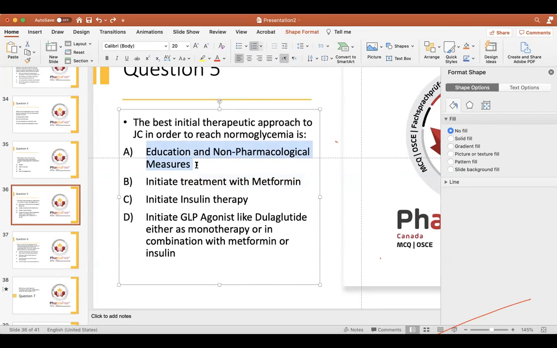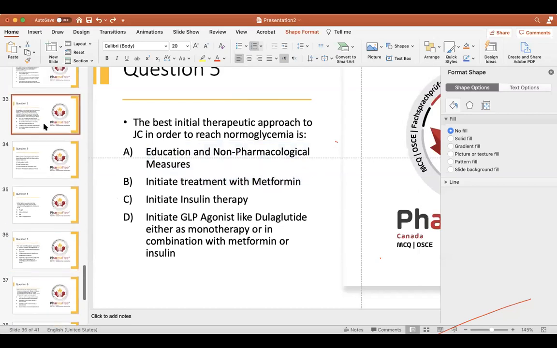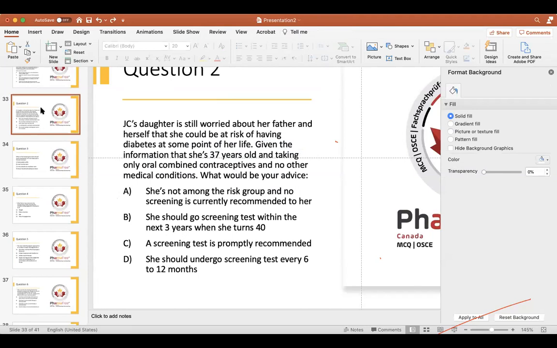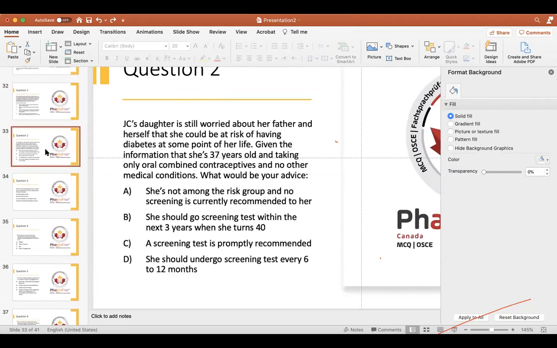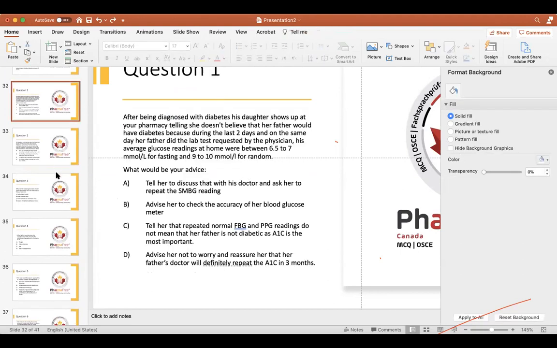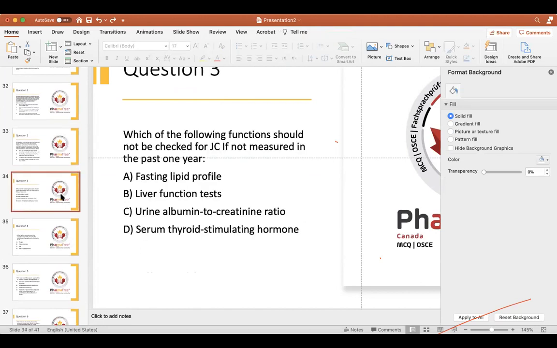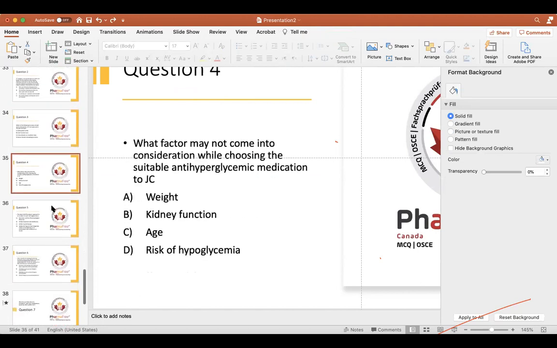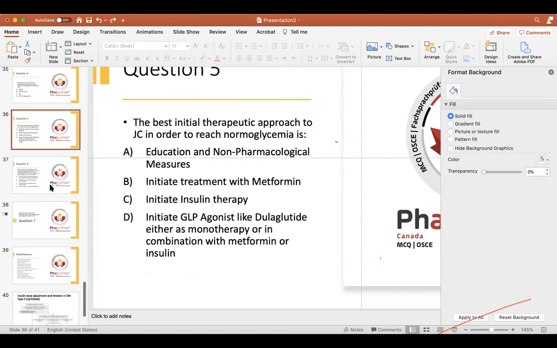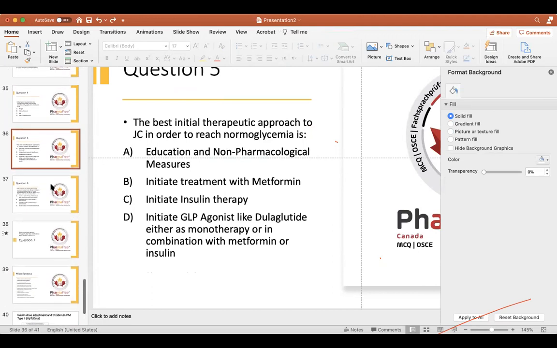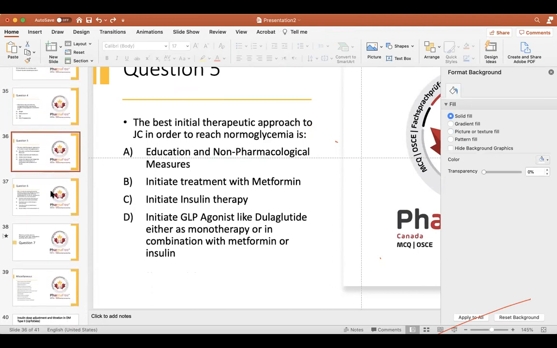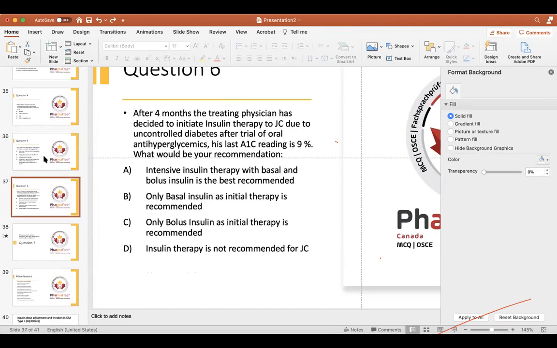Initiate treatment with Metformin. And if you notice during the case here, his daughter is the one who's coming and asking. It's not him. Okay, his daughter. Correct? Have you remarked that? It's not the patient. So we have to look at the actual case to answer it. We have to look at the scenario like we're in an actual pharmacy.